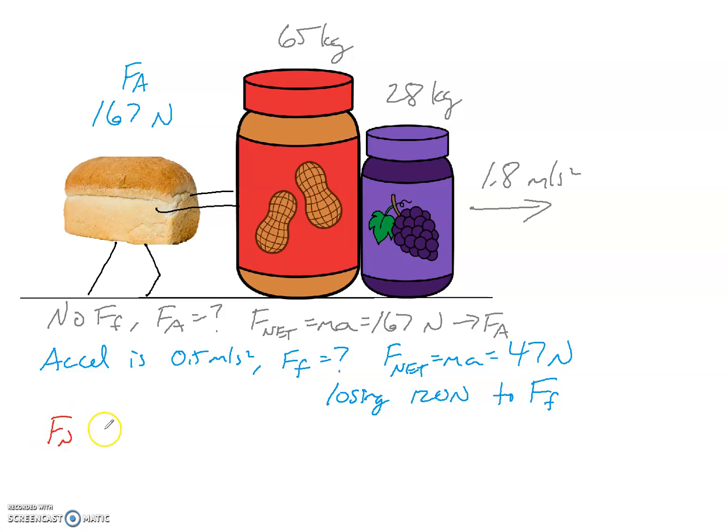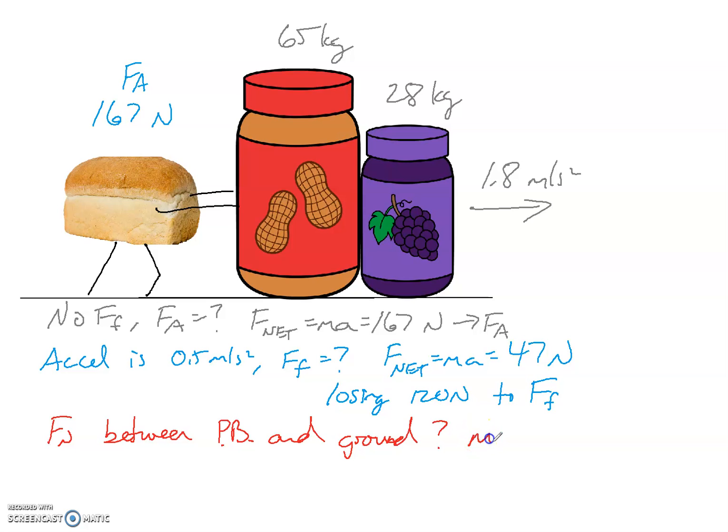What's the normal force between the peanut butter and the ground? Well, the only reason there's normal force between the peanut butter and the ground is because gravity is pulling the peanut butter down. The bread has nothing to do with it. The jelly has nothing to do with it. Neither the bread or the jelly are pushing the peanut butter down into the ground. The only thing pushing the peanut butter into the ground is the force of gravity.